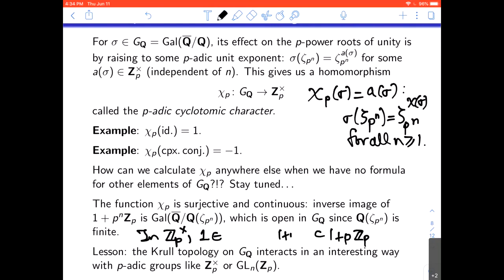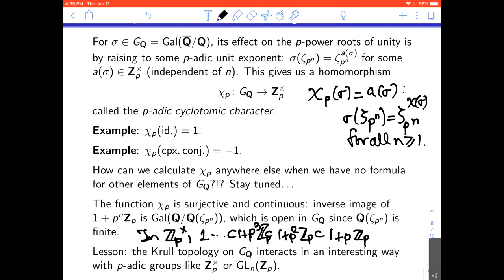That's inside 1 plus p squared Z_p. That's inside 1 plus p cubed Z_p, and so forth. And so you get this infinite nested family of open subgroups that intersects in the number 1. So if you wanted to study the number 1 with neighborhoods, you can pick these open subgroups.